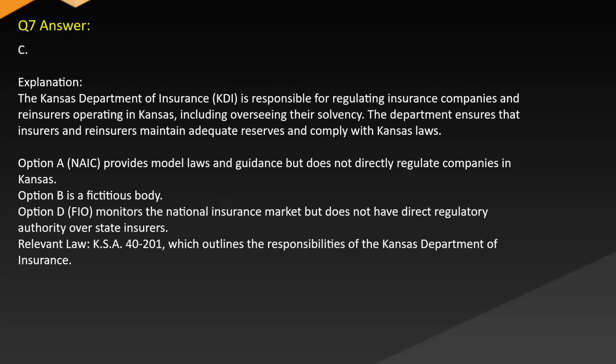Answer: C. Explanation. The Kansas Department of Insurance is responsible for regulating insurance companies and reinsurers operating in Kansas, including overseeing their solvency. The department ensures that insurers and reinsurers maintain adequate reserves and comply with Kansas laws. Option A, NAIC, provides model laws and guidance but does not directly regulate companies in Kansas. Option B is a fictitious body. Option D, FIO, monitors the national insurance market but does not have direct regulatory authority over state insurers. Relevant law: K.S.A. 40-201, which outlines the responsibilities of the Kansas Department of Insurance.